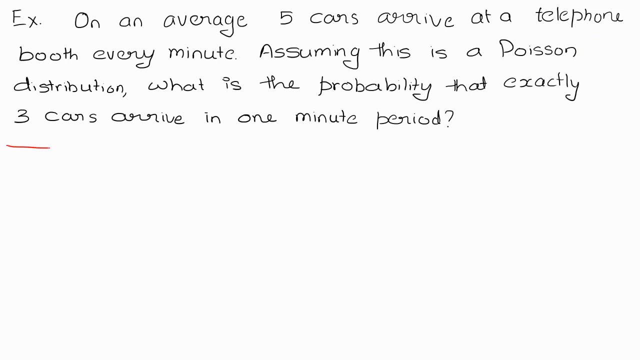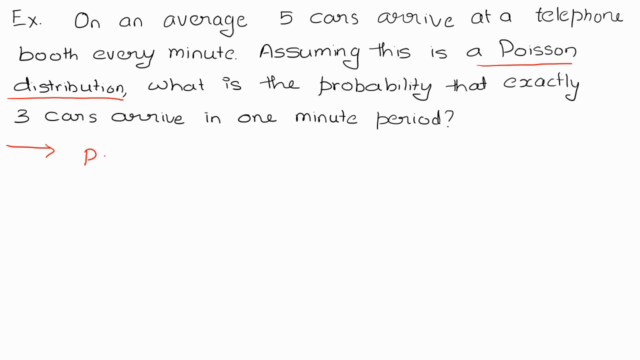Now let's see this example. What does it say? On an average, five cars arrive at a telephone booth every minute. Assuming this as a Poisson distribution. Now, it has been directly mentioned in the question that this is a Poisson distribution.